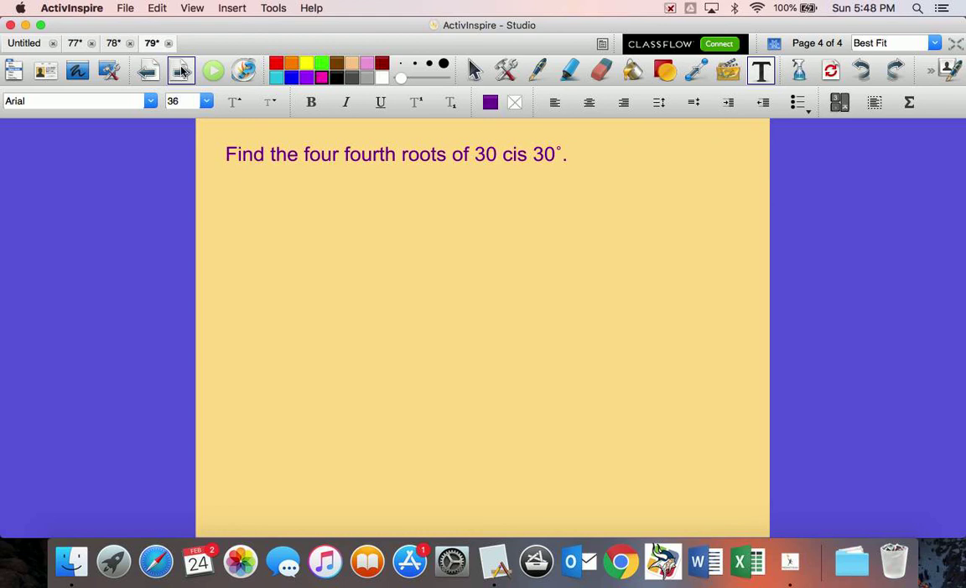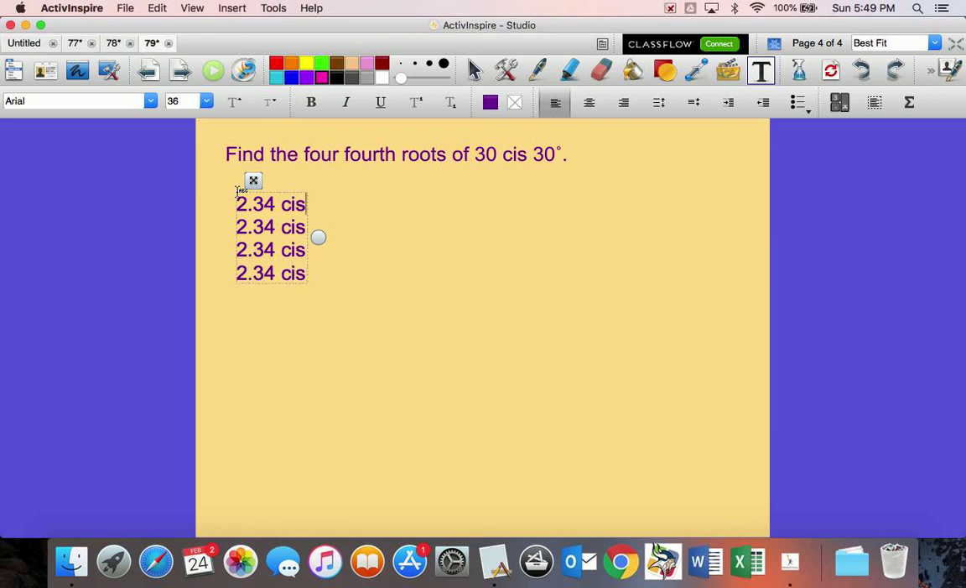For our last one, we need to find the 4 fourth roots of 30 CIS of 30 degrees. Now, the numbers are a little bit more messed up here, but you do the exact same thing. We have it in CIS format. Now we just have to find our first one. We have to take the 4th root of 30, which is not a nice number, but use the calculator. We get 2.34, and then we can write down our CIS. That's how I start every single one of these.